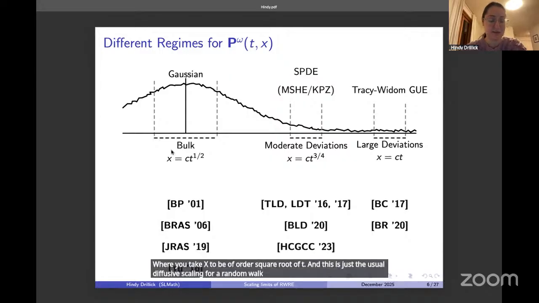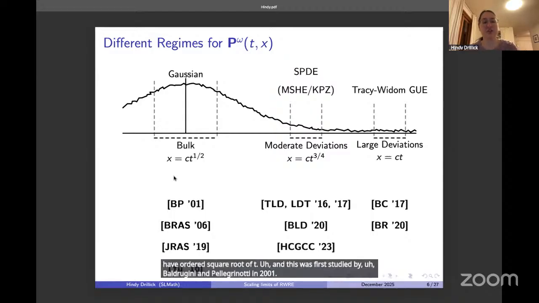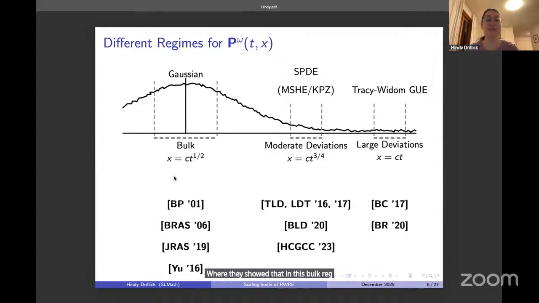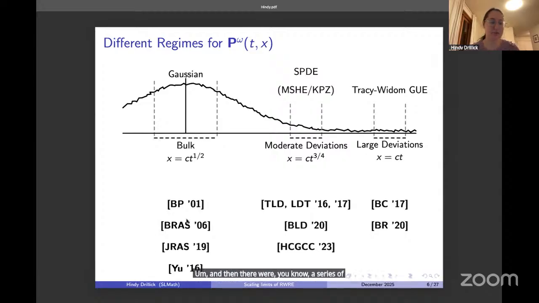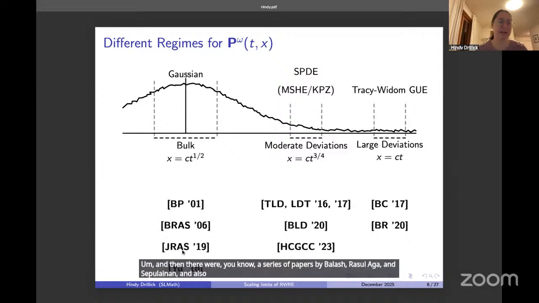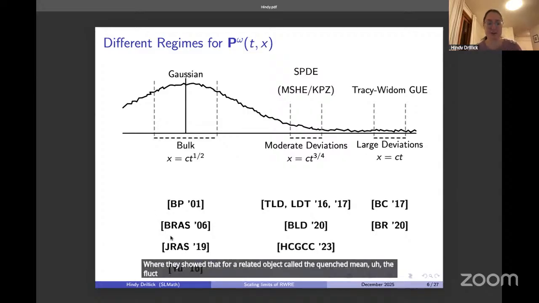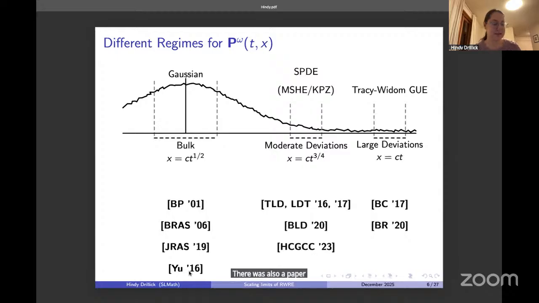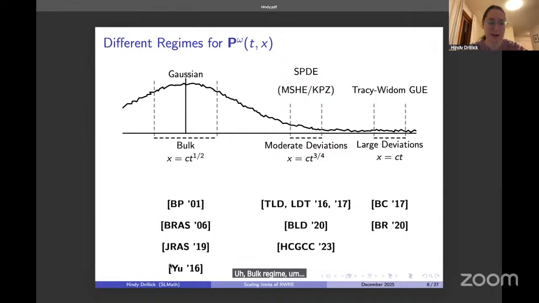So we expect that a typical particle at time t should be at a position of order square root of t. This was first studied by Boldrighini and Pellegrinotti in 2001, where they showed that in this bulk regime, the fluctuations themselves are Gaussian. Then there was a series of papers by Balázs, Rassoul-Agha, and Seppäläinen, and also Joseph, Rassoul-Agha, and Seppäläinen, where they showed that for a related object called the quenched mean, the fluctuations are also Gaussian. There was also a paper by Yu in 2016 that showed that for a related model called sticky Brownian motion, you have Gaussian fluctuations in this regime. So this bulk regime has been well studied.